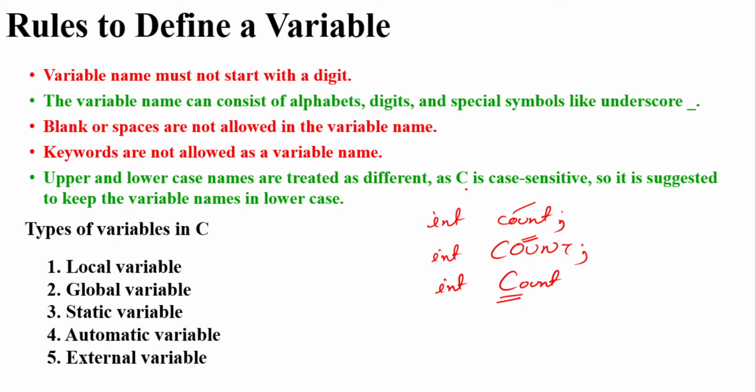So remember, C programming is case sensitive. We should not mix these characters according to our will. We have to declare a variable and follow the same case throughout the program.